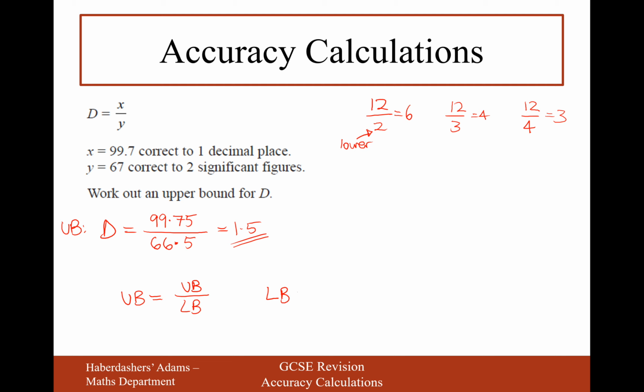And the other way round for lower bounds. If you're trying to find the lower bound of a fraction, it's lower bound divided by upper bound, because if you're trying to make the answer as small as possible, it's a good idea to divide by as much as possible, the higher number to divide by, to make the final answer as small as possible.